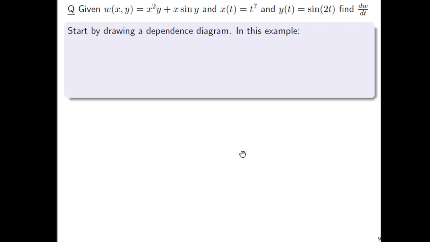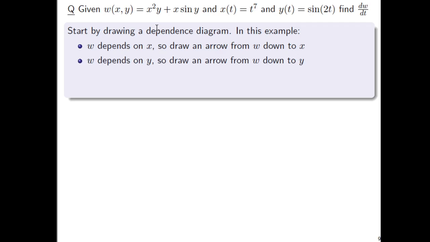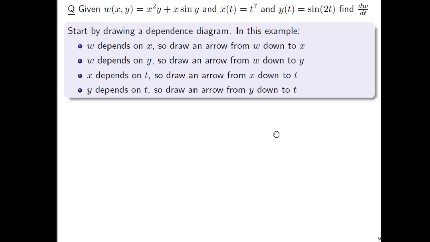Now these diagrams will look different for each problem. In this specific example, you'll see that w depends on x, right? So it's w of x, y. And so we'll draw an arrow from w down to x, but it's x, y, so w also depends on y. We'll draw an arrow from w to y as well. Looking at the x formula, x only depends on t, right? To the right, the only variable you see is t, so we'll draw an arrow from x down to t, and then y depends on t, so we'll draw an arrow from y down to t.